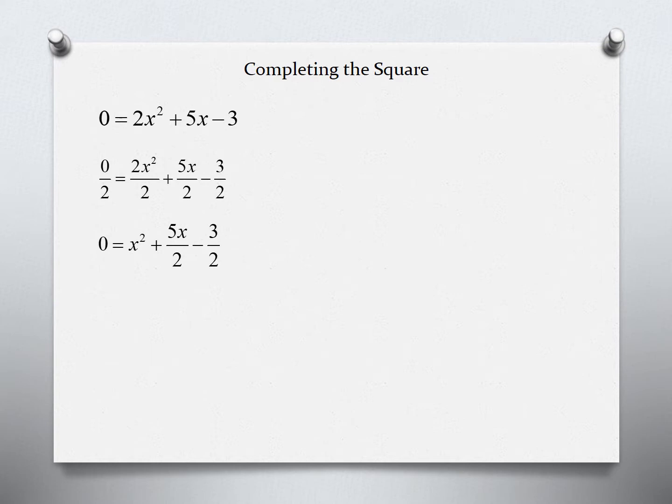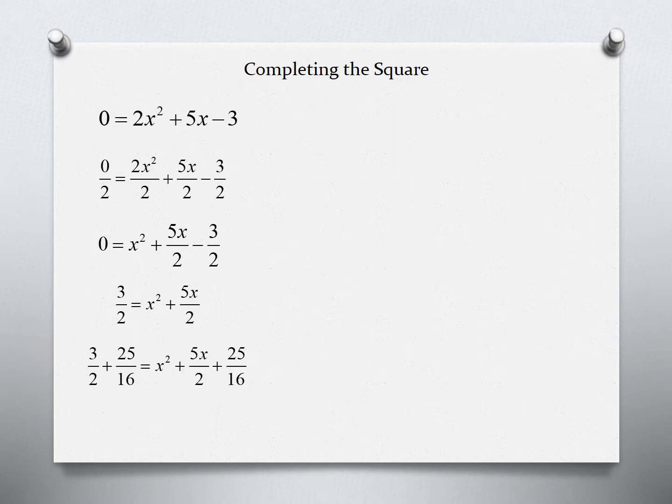And so now, with completing the square, I need to deal with that 5x over 2, because that's my jewel. And so I'm going to get the negative 3/2 out of the way. I'll move it to the other side, and now I can create a perfect square trinomial on the right by taking 5/2. I can cut it in half and square it. That's the kicker with completing the square. Take 5/2, cut it in half, and square it.